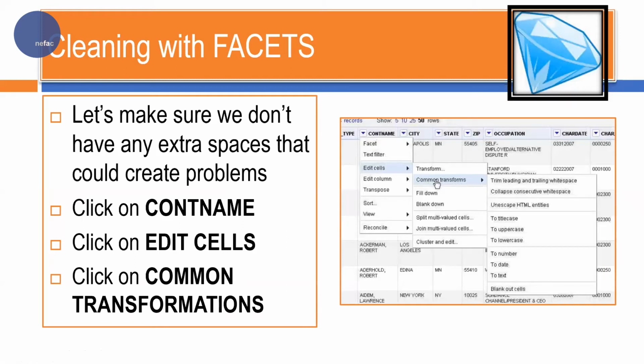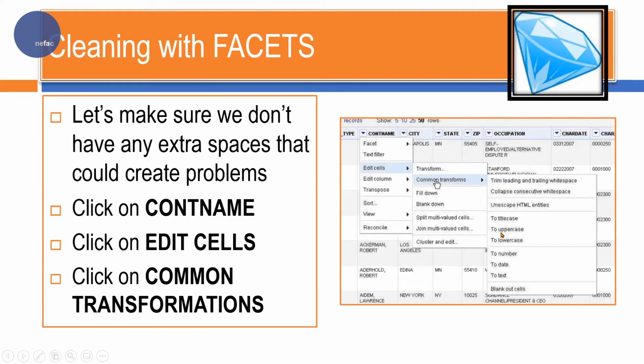With faceting, we can do a couple of things. Let's first go to the down arrow under contributor name, CONT name. And let's just make sure there's no extra white space or trailing spaces after our string of text. So here you would go to Edit Cells, Common Transformation, and then you can either trim the leading and trailing white space, consecutive white space.